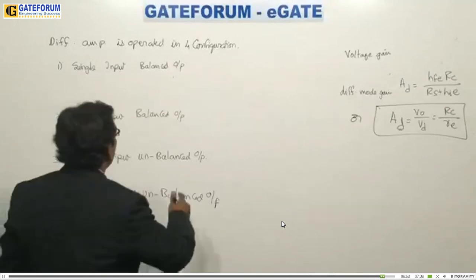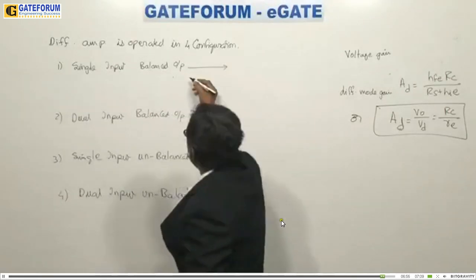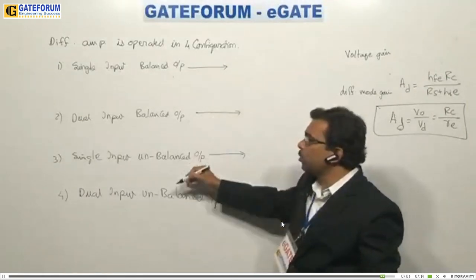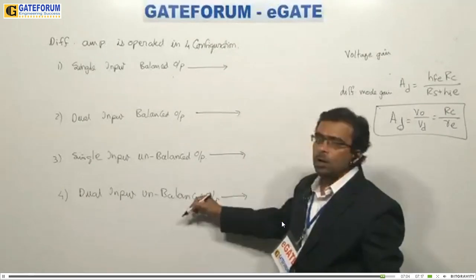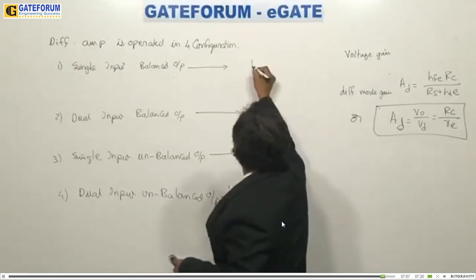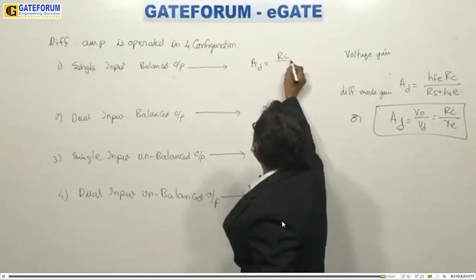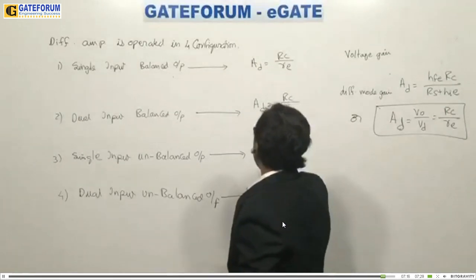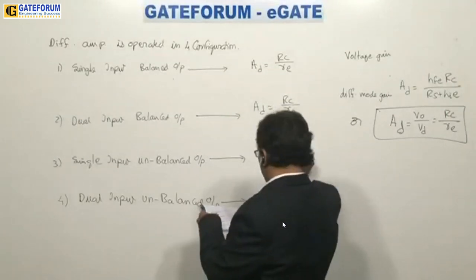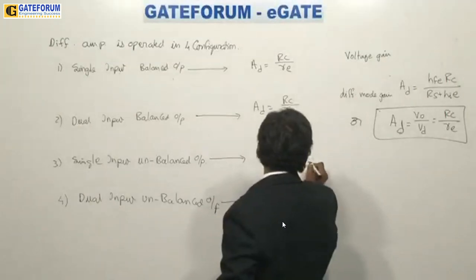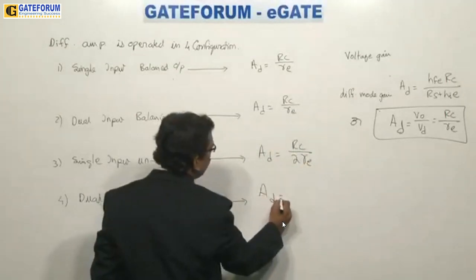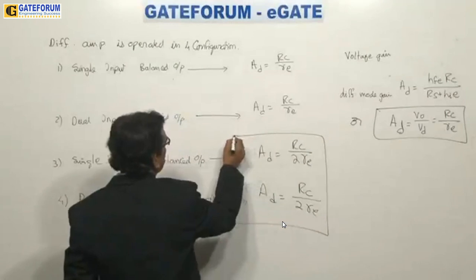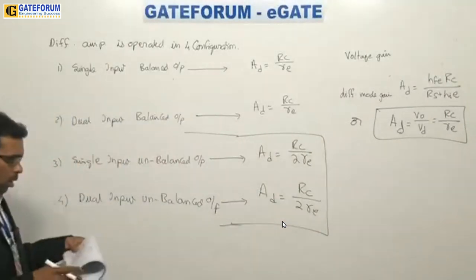Now, for each of these circuits, you will get the gains like this. Please all of you see. For single input, dual input, balanced and unbalanced, you are going to get the values like this. Here AD will be equal to RC divided by RE. Here also AD will be equal to RC divided by RE. That is for balanced. But for unbalanced, the gain is going to be reduced: RC divided by 2 RE you are going to get. Here also AD will be equal to RC divided by 2 RE. So for unbalanced, you have gain like this.